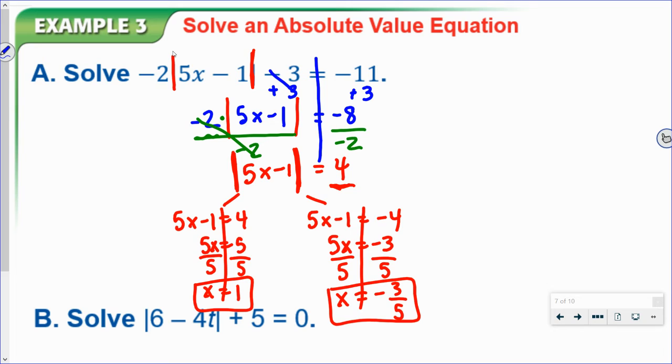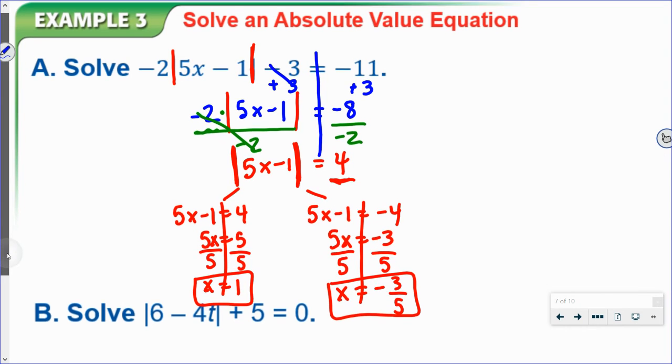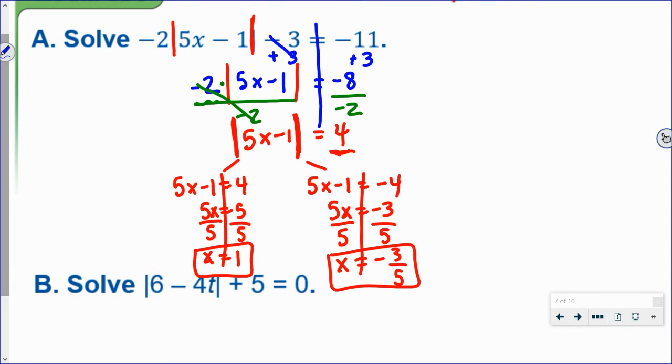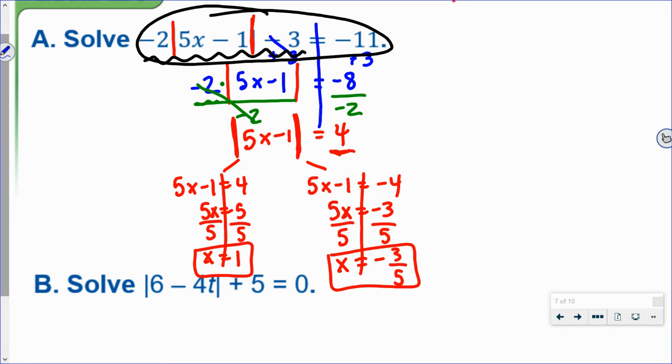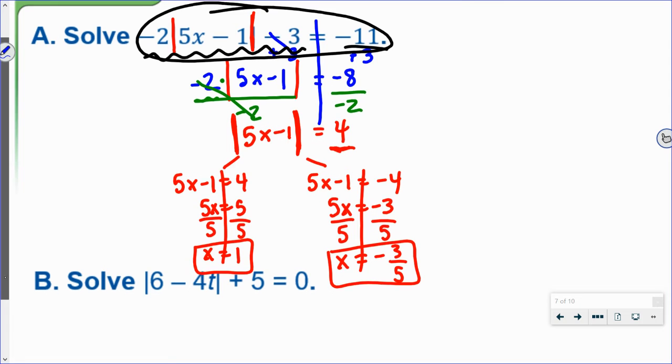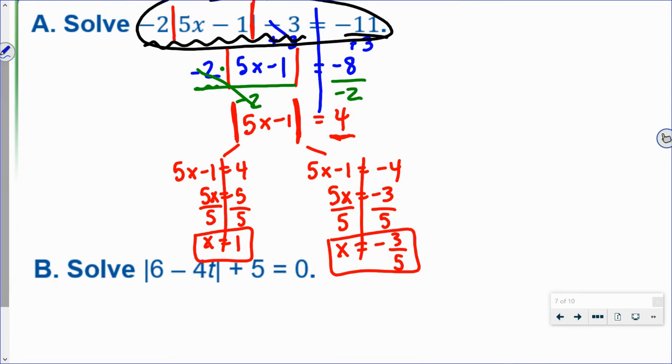The directions do not tell us to check our solution here, but it's always a good idea to be safe. So again, I just went through a check. I'm not going to do it again, but you could go back and plug it into your original equation. That's kind of a doozy. When you plug those in, you should get the left-hand side to equal negative 11, once you evaluate all those absolute values and all of those operations on that side.